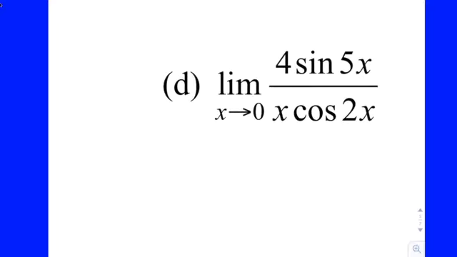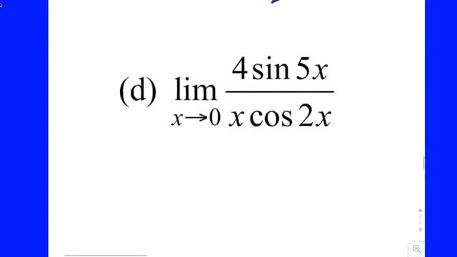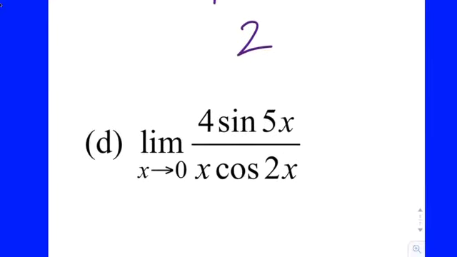So part D, limit as x goes to 0. Direct substitution, what do we get? We get sine of 0, which is 0, and on the bottom we get 0 times cosine of 0, which is also going to be 0. All right, so it's always important then to figure out what's causing the 0. In the bottom, the x is causing the 0, and in the top, the sine of 5x is causing a 0, right? The 4 in the top is causing a 4, and what is the cosine of 2x causing when you plug in a 0? What is cosine of 0? 1. It's causing a 1.